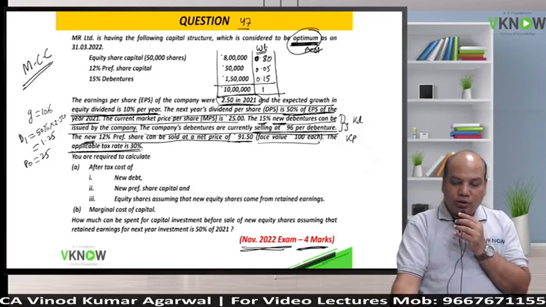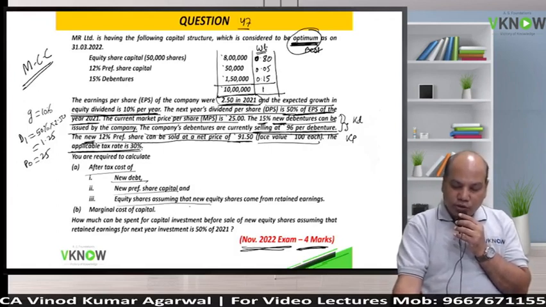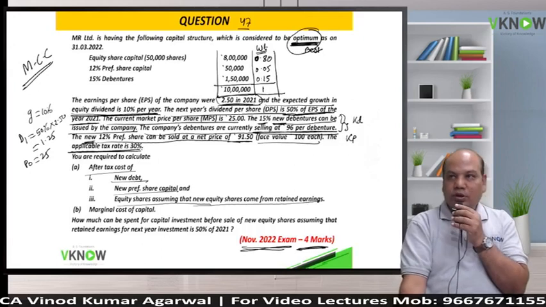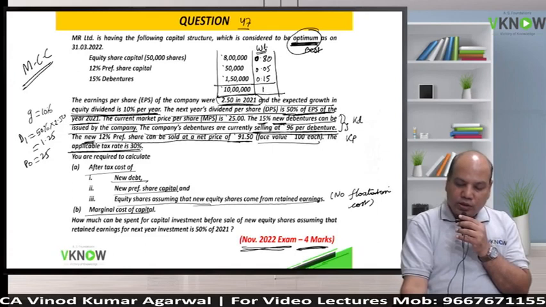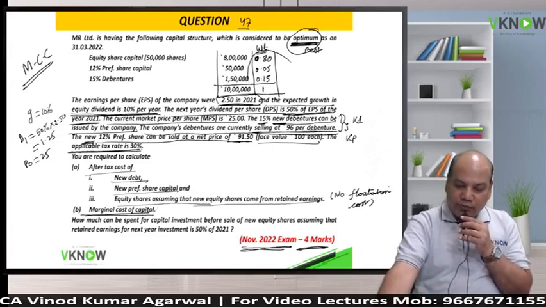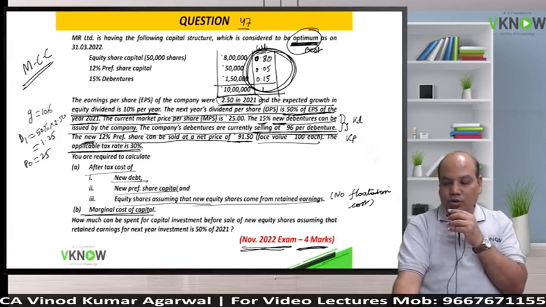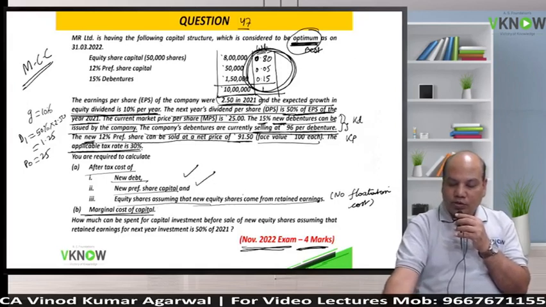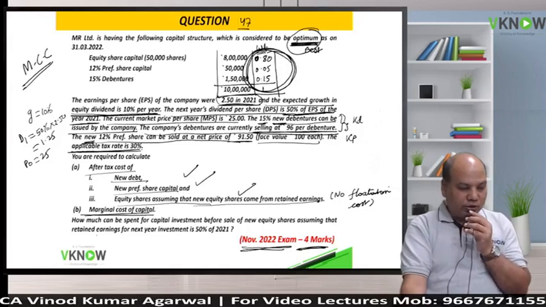You are required to calculate after tax cost of new debt, preference share, equity share, assuming that new equity share comes from retained earning, means no flotation cost. Then you have to compute marginal cost of capital. For marginal cost of capital, weight will be same which is used by the company right now, and cost of debt, preference and equity will come from previous working note.